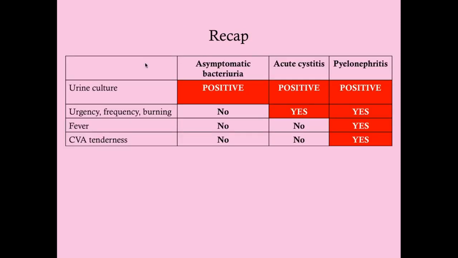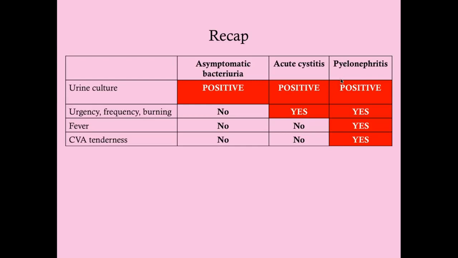So just to recap here, asymptomatic bacteriuria, you're going to have a positive urine culture but no symptoms. Acute cystitis, you're going to have urgency, frequency, and burning, but other than that, no real symptoms. Urine culture, of course, will be positive. Urinalysis will show positive nitrates, esterase, increased white blood cells, etc., etc.